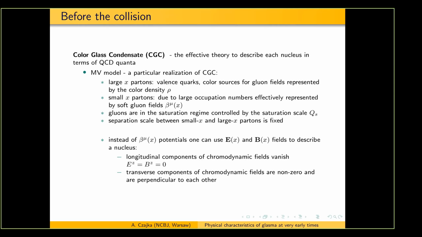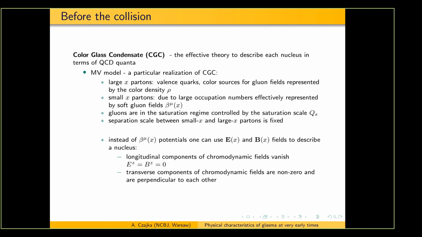Okay, so we want to study early time dynamics, so we need to know what theory describes how nuclei can be described before the collision. A well-constituted theory at highest energies to describe a nucleus before the collision is the color glass condensate, which is given in terms of QCD quanta. And the special realization of CGC is the MV model. I will talk about this simplest version, just in terms of general ideas.